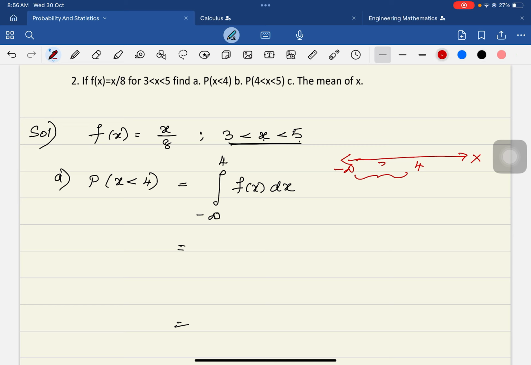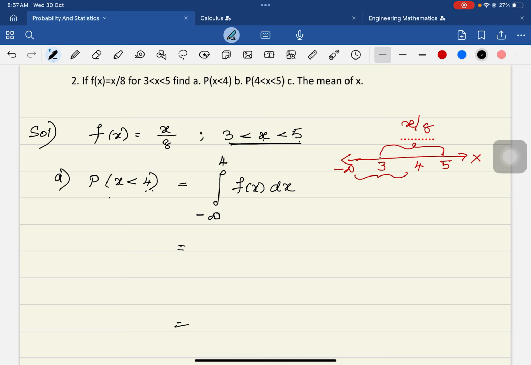So let us take the real line from 3 to 5 only. In this region only the function is defined and the value of the function is x over 8. The other parts, from minus infinity to 3 and from 5 to infinity, it is 0. This is what you are understanding. Now let us come to the problem. First one, P of x less than 4, you need to find.